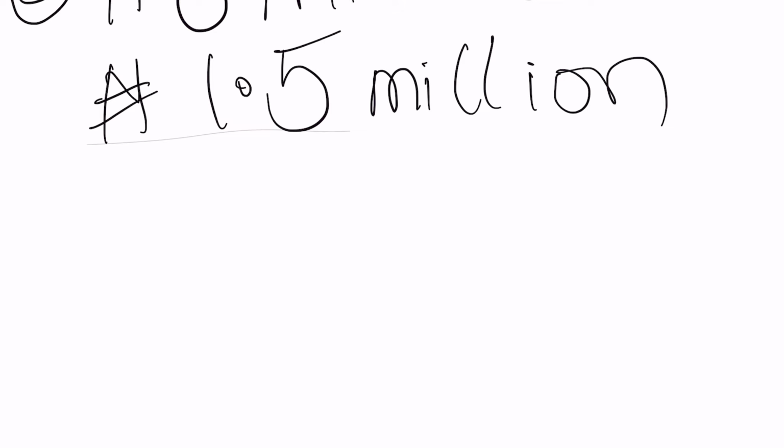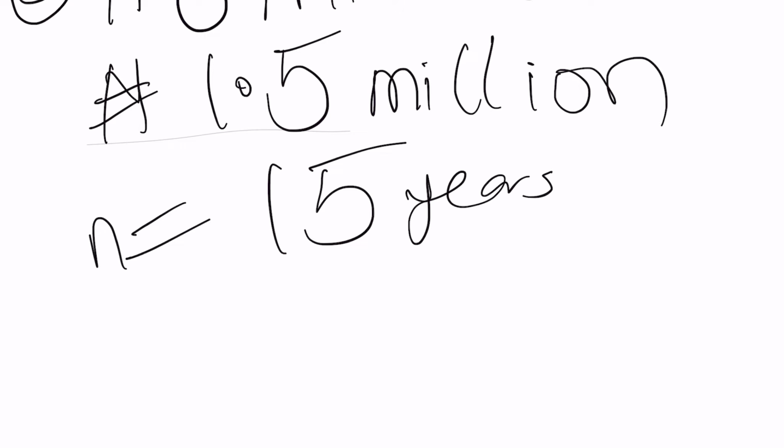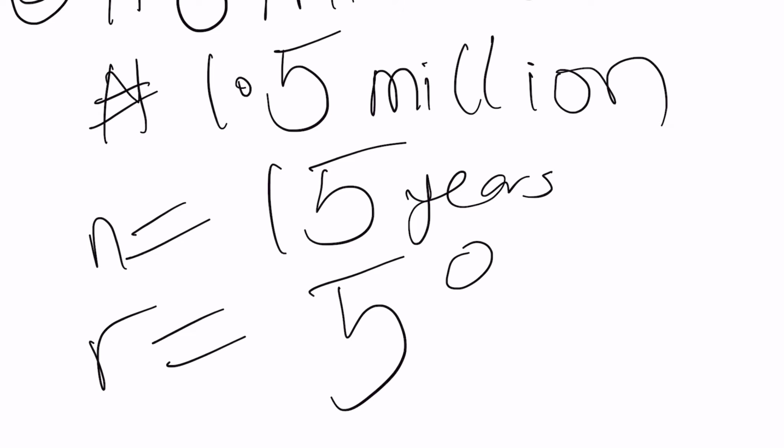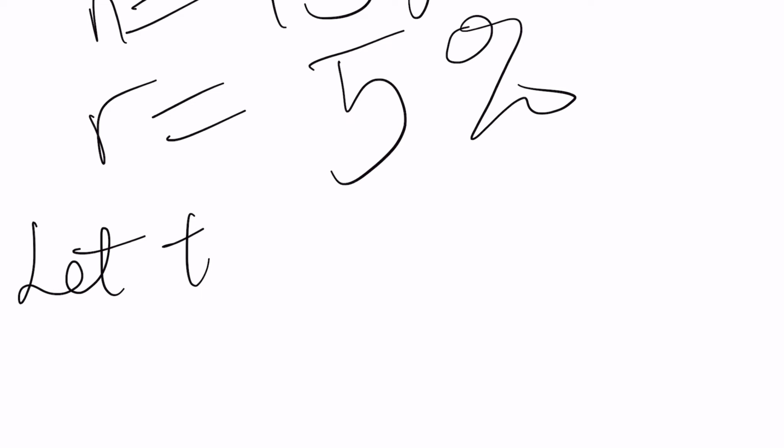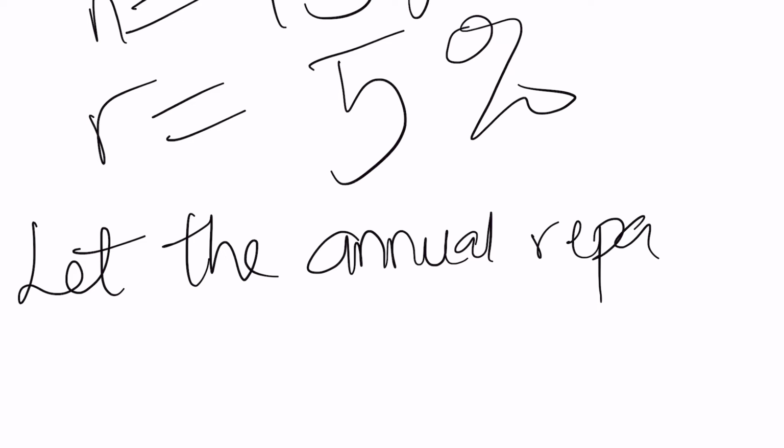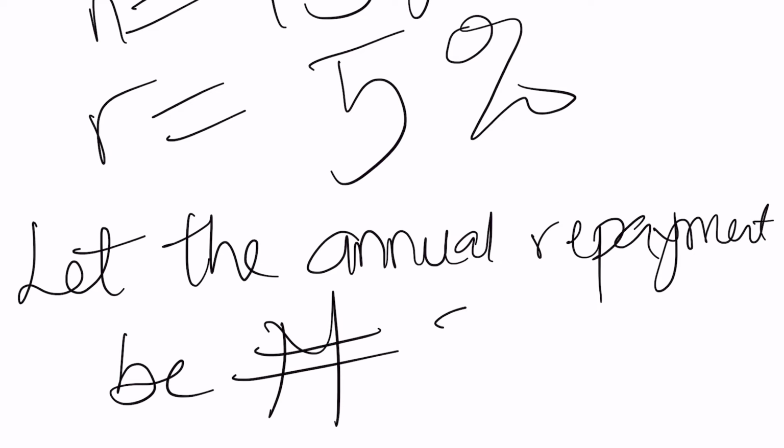We have our number of years to be 15. And we have our rate to be 5%. Now it says what would be the annual repayment installment. Now let us start. Let the annual repayment be X naira.